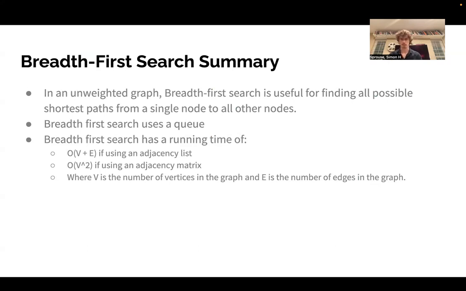This algorithm is done using a queue, and when we get into the drawing portion, I'll explain this more thoroughly. It has a running time depending on how the graph is represented, and again, I will explain this in a second, where V is the number of vertices, E is the number of edges. Don't worry about that just yet.